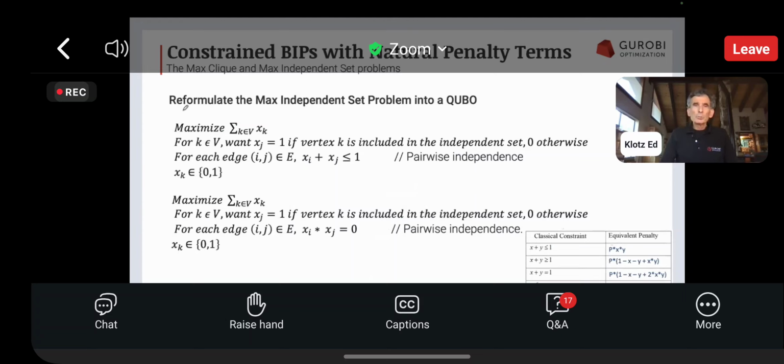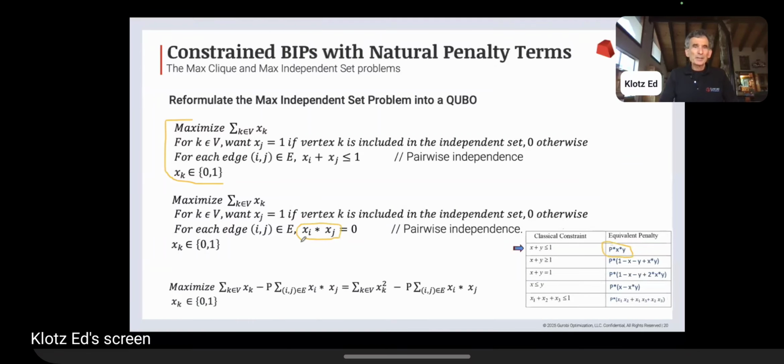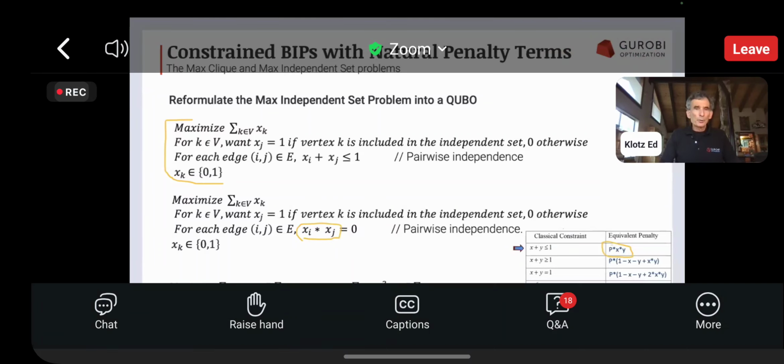Okay, so we've got our binary integer programming formulation of this problem. How do we turn it into a QUBO? Well, this one's pretty easy because we can just look up our table and we have this penalty term on the product of the binary variables in our constraints. We can view that as a constraint in the problem. And then we get our QUBO reformulation.